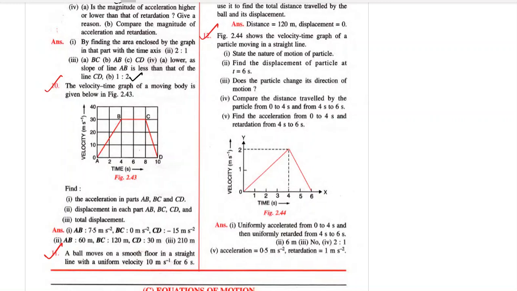Question number 10. The velocity time graph of a moving body is given below. Chalo, we have the velocity time graph. Find the accelerations in parts AB, BC, and CD. All right, AB. What is the acceleration in AB?